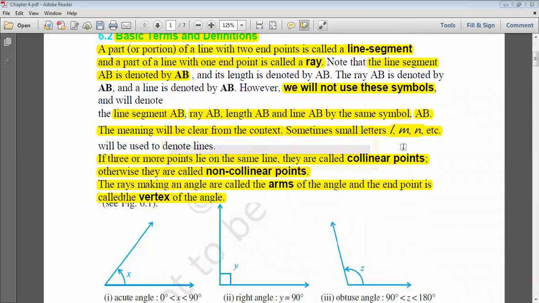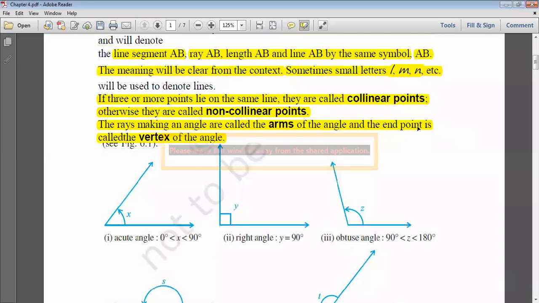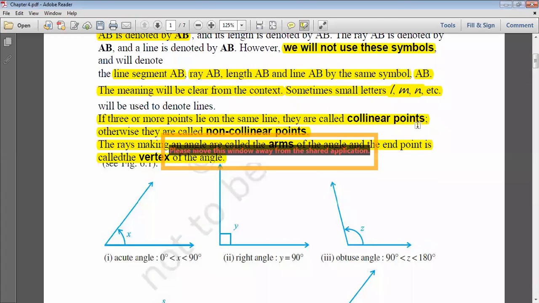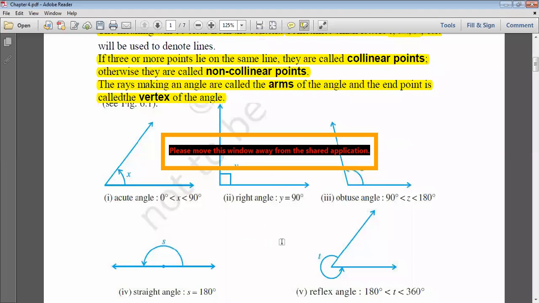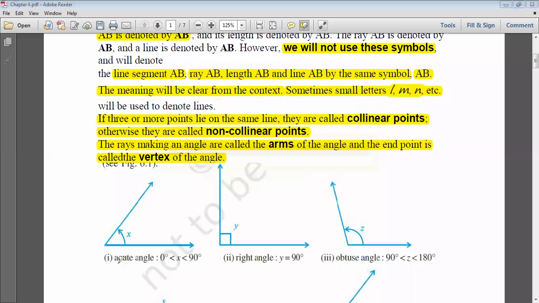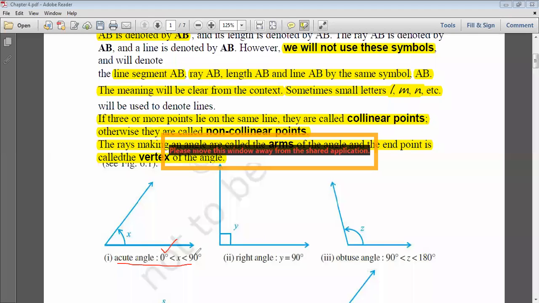Now we will see what you mean by an acute angle, a right angle, an obtuse angle, a straight angle, a reflex angle. Note it in your notebook as well because this is very important. So, what do you mean by an acute angle? An acute angle means an angle which lies between 0 degree and 90 degree. Acute angle.